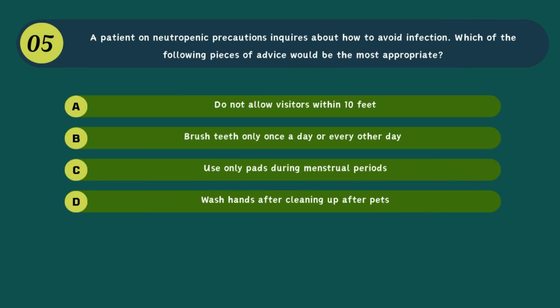Question 5. A patient on neutropenic precautions inquires about how to avoid infection. Which of the following pieces of advice would be the most appropriate?